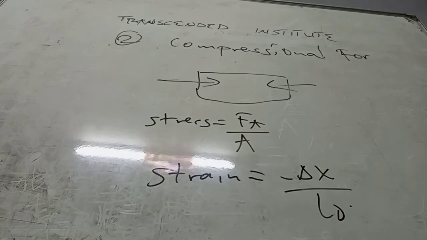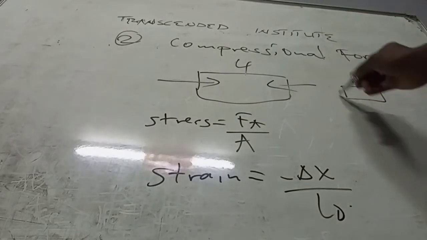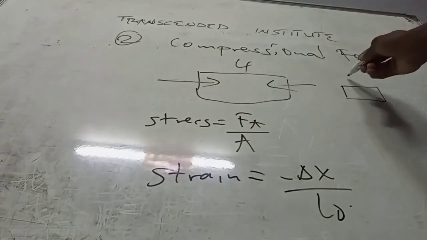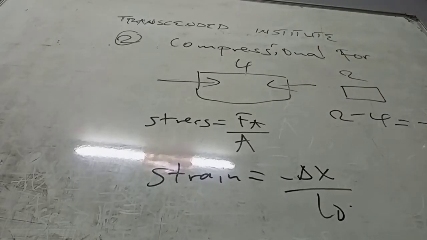Why are we putting a negative there? We are putting a negative there because, for example, if we had 4 and we reduce it to 2 after applying the compressional force, the change is going to be 2 minus 4, which gives us negative 2, divided by the original 4, which will be negative 0.5. But we don't want that. So after we put a negative there, it becomes positive. All right.